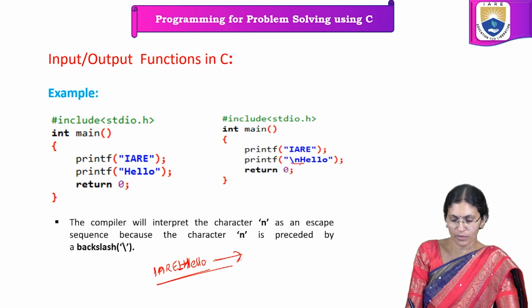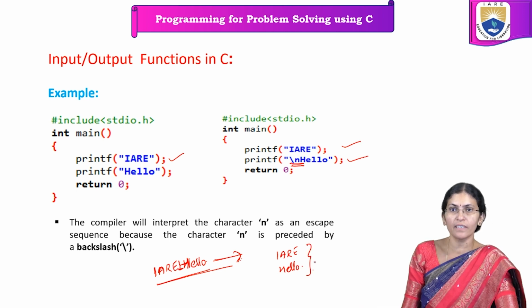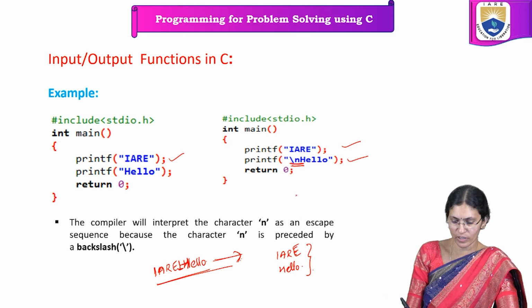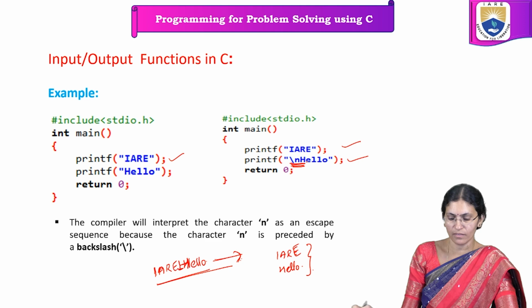But by using escape sequences, in this program the first line is the same, but the second printf statement is changed in that we have introduced an escape sequence, \n. With the help of this \n, the output of the program will be IARE and then hello will be printed on the next line. Now we can say that the output is presented in a structured manner to the user. Because of this \n, the combination of backslash along with the character is called an escape sequence.